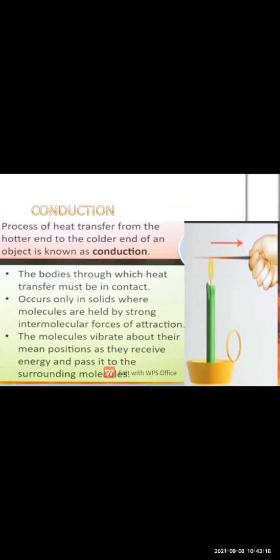Let us try to understand what conduction is. The process by which heat is transferred from the hotter end to the colder end is known as conduction. So in conduction, what happens? From the hotter end, the heat is transferred towards the colder end. This is the example of conduction.